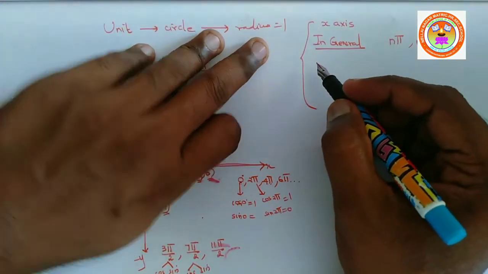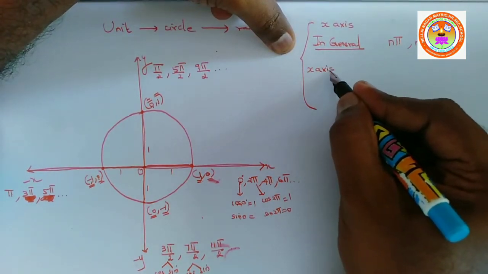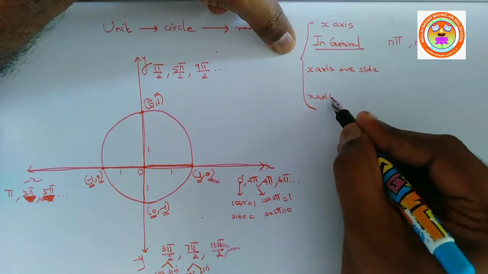Suppose we are going to take the positive side of the x-axis, and the same x-axis negative side.